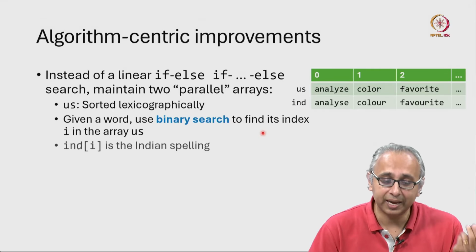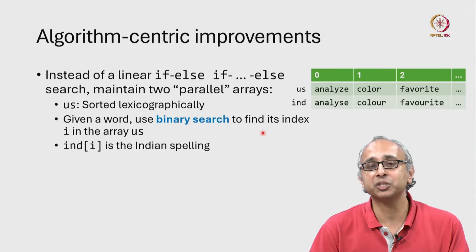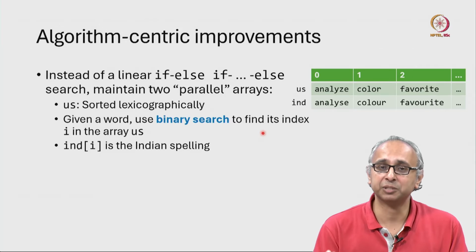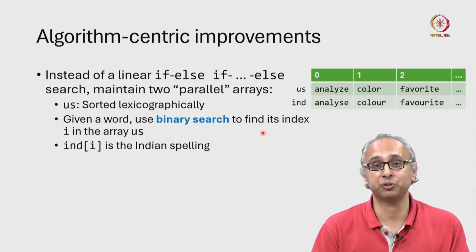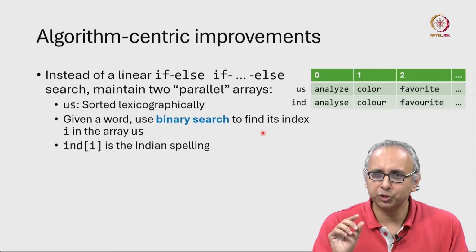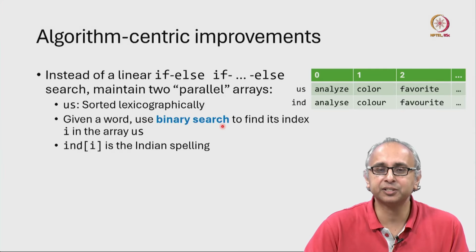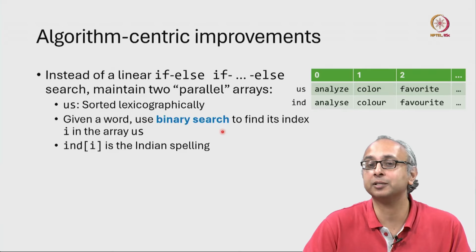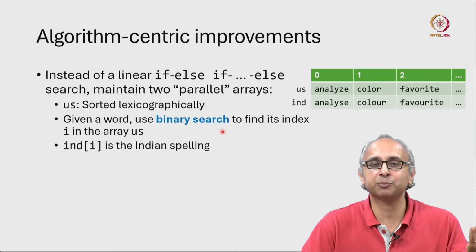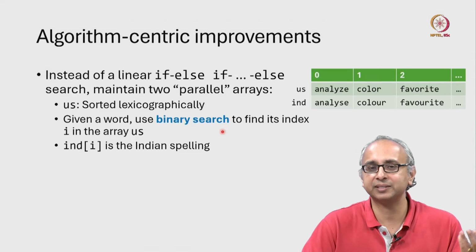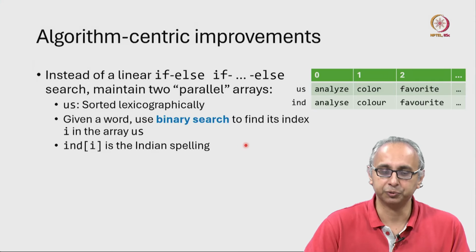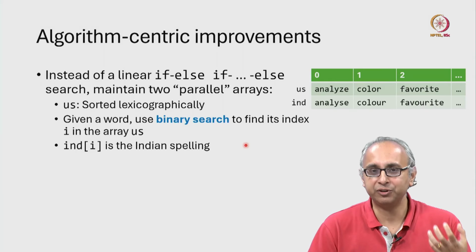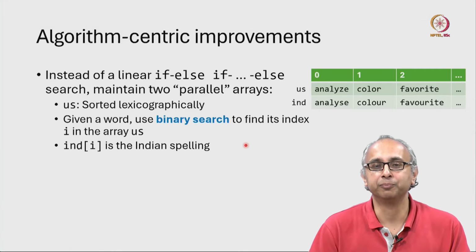Now, using that index, we can look up the corresponding array ind to get the corresponding spelling, and this should be much faster. Of course, we have to make sure that this binary search returns some special value in case the word doesn't appear, in which case we have to remember to return essentially that same word back to the user. So this is an example of algorithm-centric thinking to try and look for improvements.